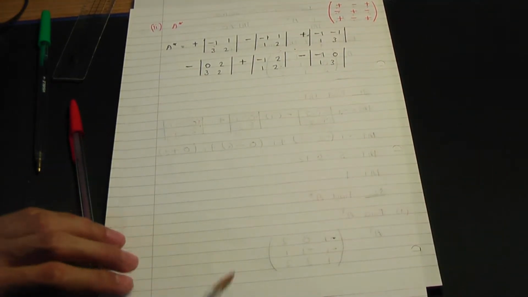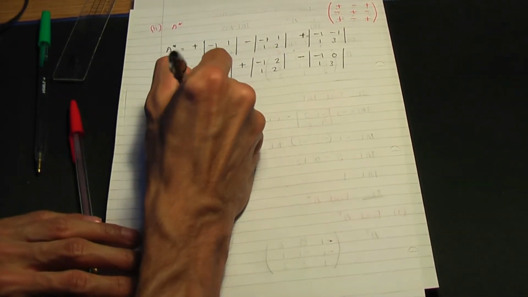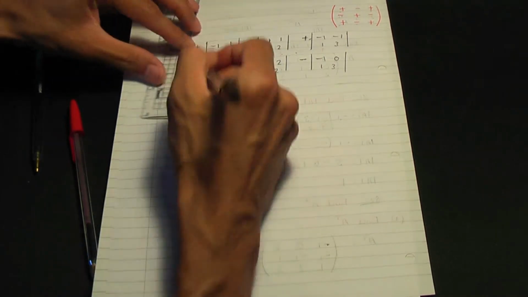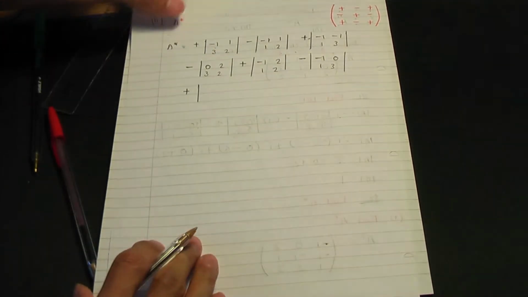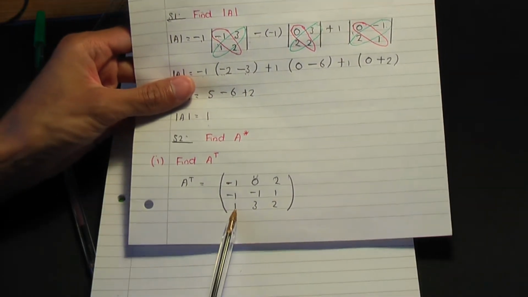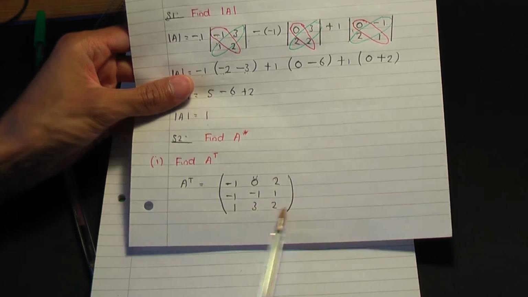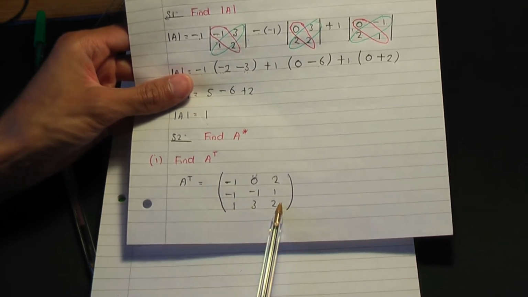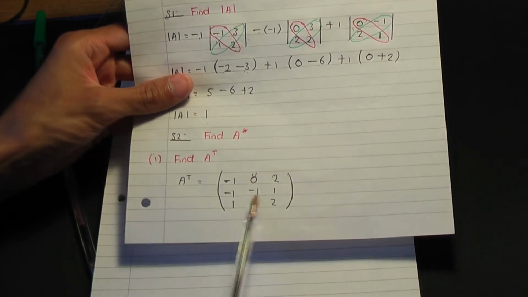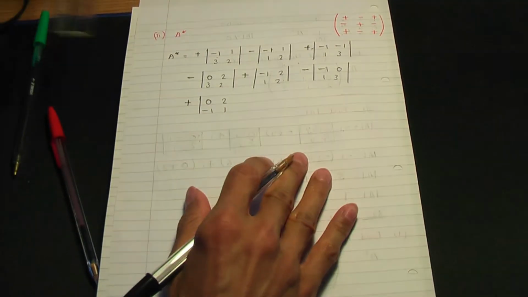So let's also practice with the third row. So the sign associated is plus. Now we need the minor of that element, so let's go back to our transpose matrix. Minor of 1, so if I ignore the row and the column, the elements of that 2 by 2 would be 0, 2, -1, 1.